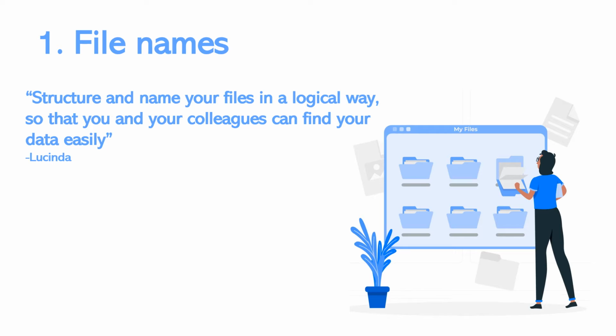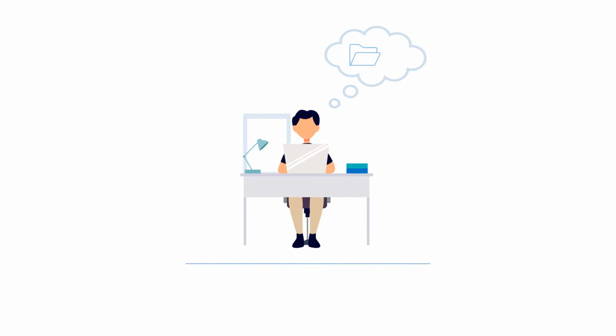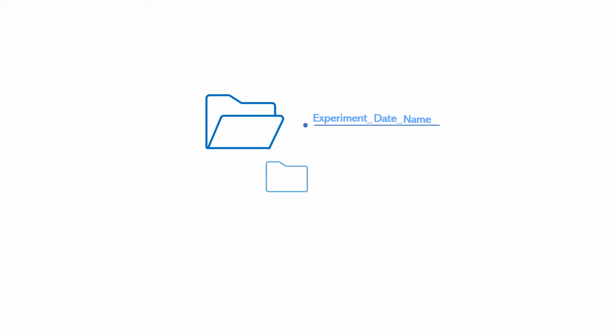Number 1. File names. According to Lucinda, you should structure and name your files in a logical way so that you and your colleagues can find your data easily. During your research, you will conduct many experiments and accumulate a lot of different data files. So to save time, it is important that you name your files and folders in a logical manner so that you will later be able to find the correct data. An example file naming convention is to provide in the file name the name of the conducted experiment, the date, and your name.